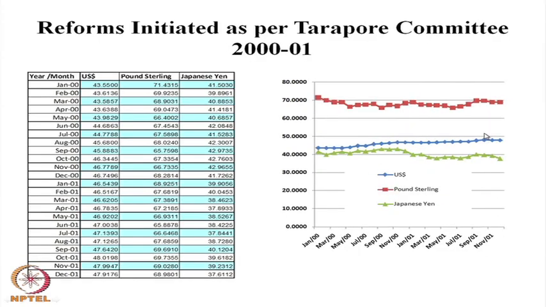Similarly, if you see after 2000, after the reforms initiated as per the Tarapore committee, the two years 2000 to 2001, data from January 2000 to December 2001, you see there is a little bit of depreciation of the rupee, but this depreciation is as per market requirement, as per the purchasing power of the rupee. This depreciation was required because other currencies, particularly the competitor currencies, have depreciated against the US dollar.